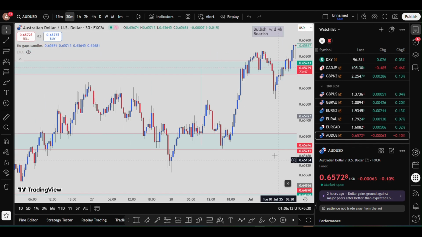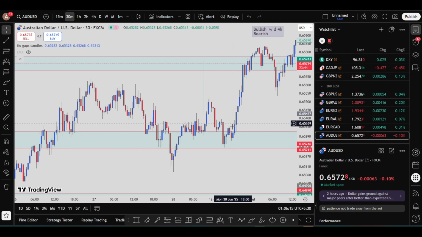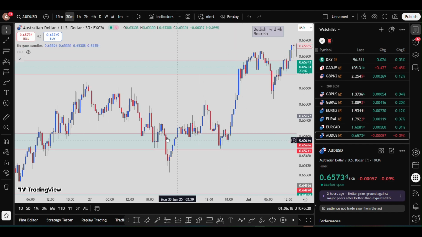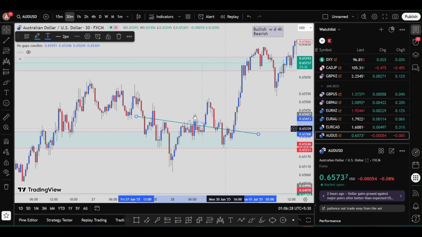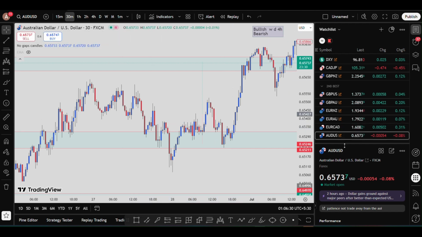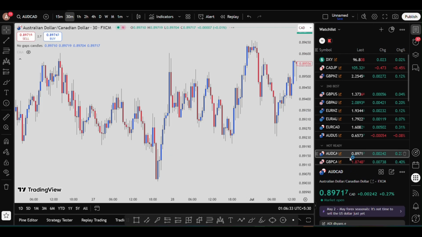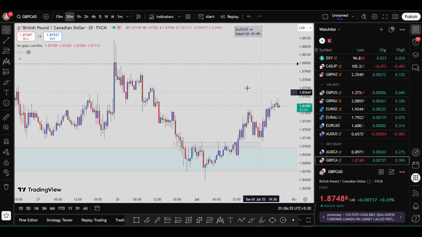We were supposed to enter right over here just before the New York session, because that was a beautiful head and shoulder pattern. Left shoulder, right shoulder, neckline break, takes the liquidity whose stop loss was below the right shoulder, and then movement to the upside. The same kind of thing happened in GBP CAD also, you can see. Yeah, this trade also missed.